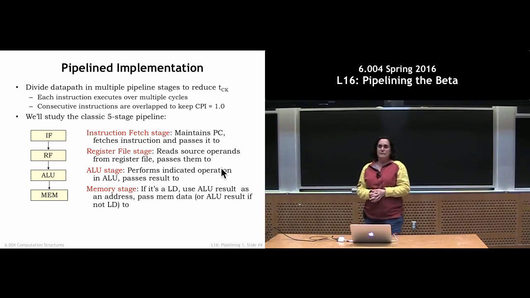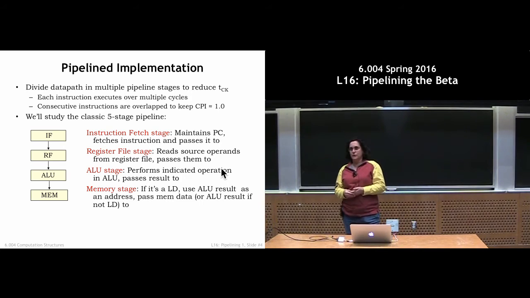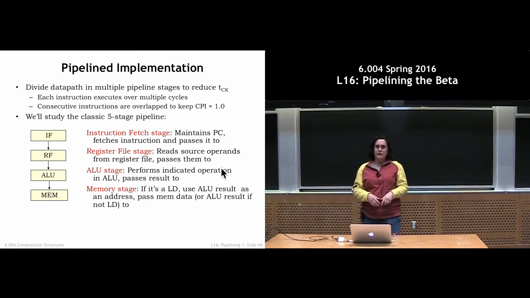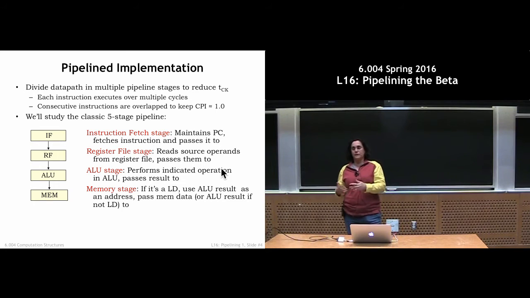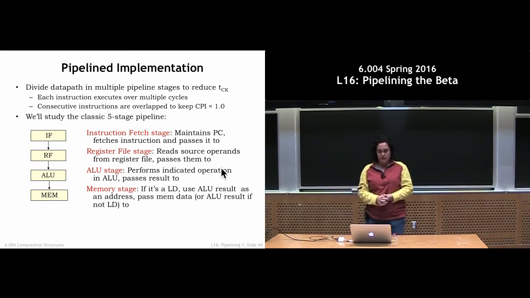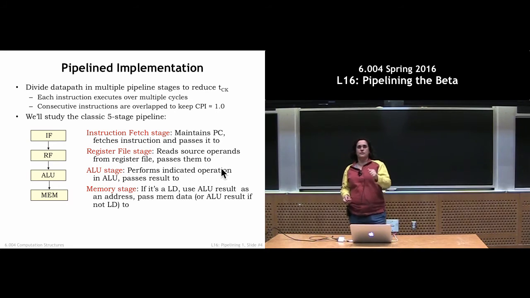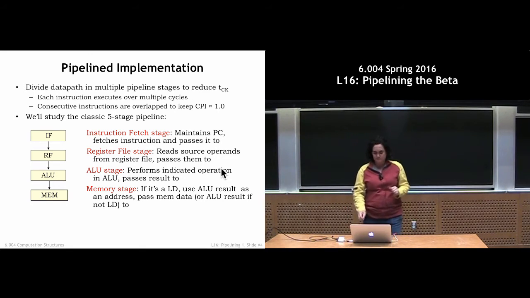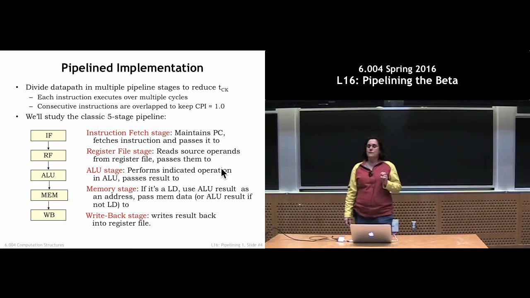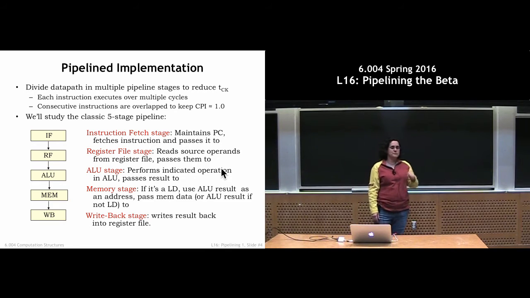So if we happen to have a load or a store instruction, then the ALU would have computed the address for our load or store, and now in the memory stage, we would actually access our memory, either reading or writing it, depending on what it is we're trying to do. If the instruction is not a load or store, then all that this stage would do is pass along the result from the ALU further down the pipe. And finally, we have the write back stage, which writes our results back into our registers. Okay?